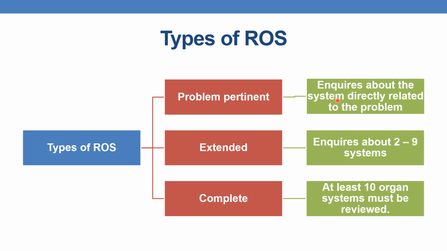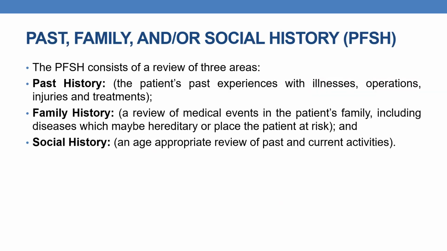Problem pertinent only inquires about one system. Extended involves 2 to 9 systems. Complete involves 10 or more organ systems. Now coming to past, family and social history, PFSH. PFSH consists of a review of 3 areas. As the name indicates, it reviews past history, family history, and social history.